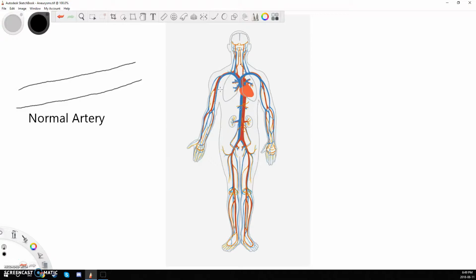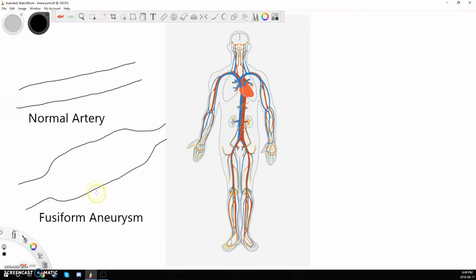Aneurysms can take on two physical forms. All sides of the artery can become weakened and bulge, which is known as a fusiform aneurysm, as you can see here. Or one side of the artery can bulge or balloon out, which is known as a saccular aneurysm, as you can see here.